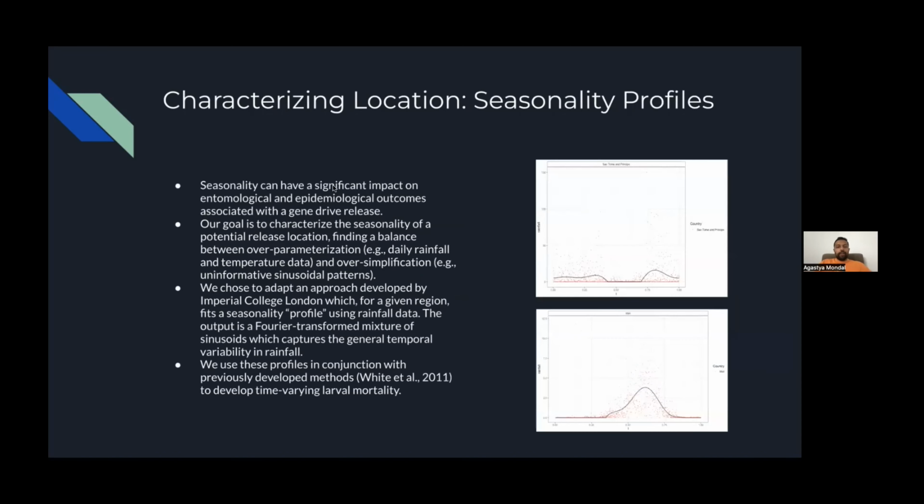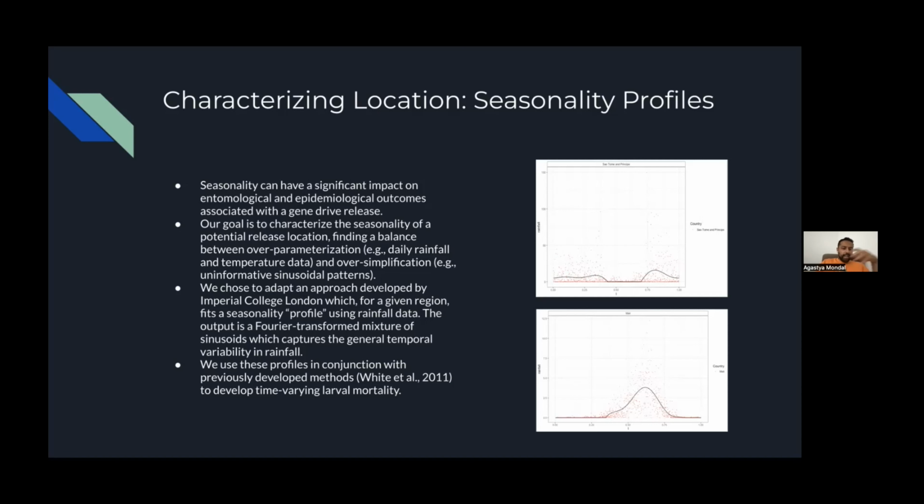To talk a little bit about some of these inputs: as we all know, seasonality plays a big part in mosquito breeding patterns and disease transmission. Our goal is to characterize the seasonality of a potential release site, finding a balance between over-parameterization, such as daily rainfall and temperature data, which we have done in the past but which becomes cumbersome and noisy to pull for a long time period, and an oversimplification, which could just be an uninformative sinusoid.